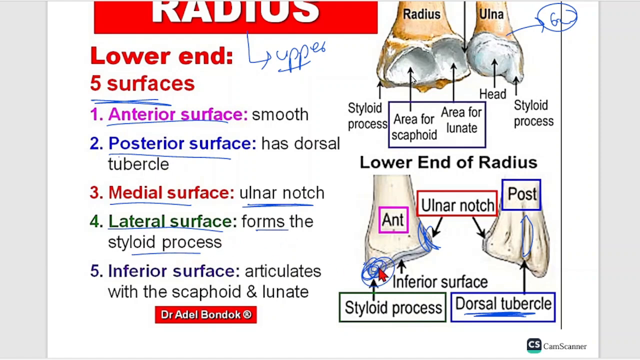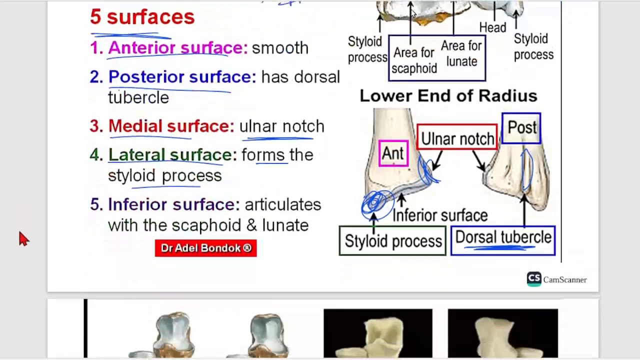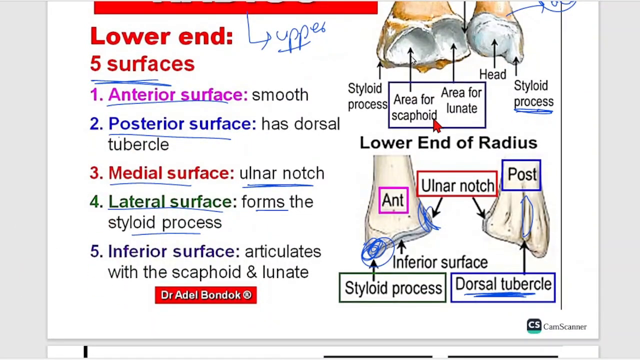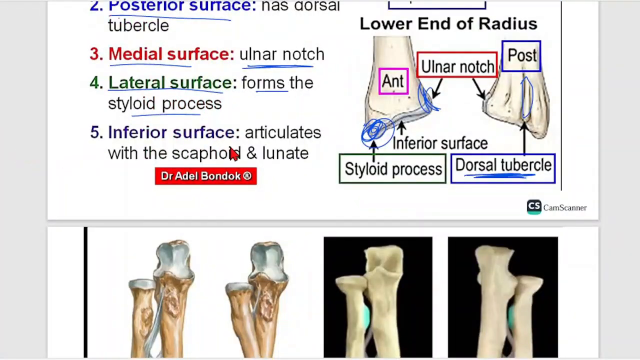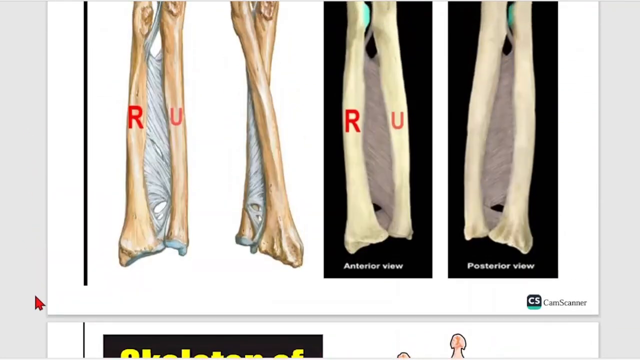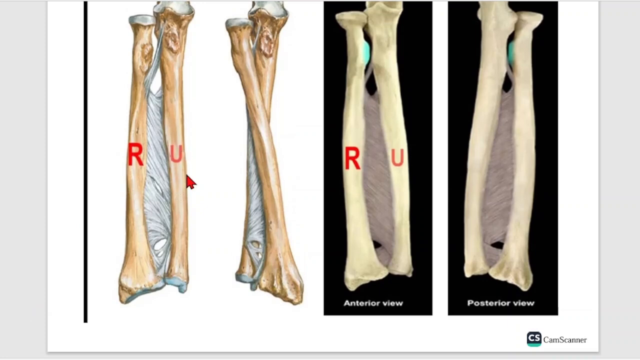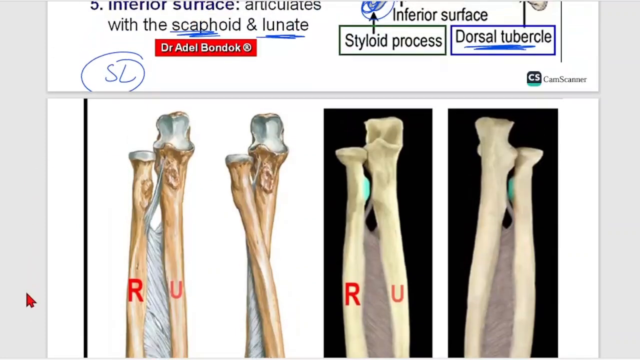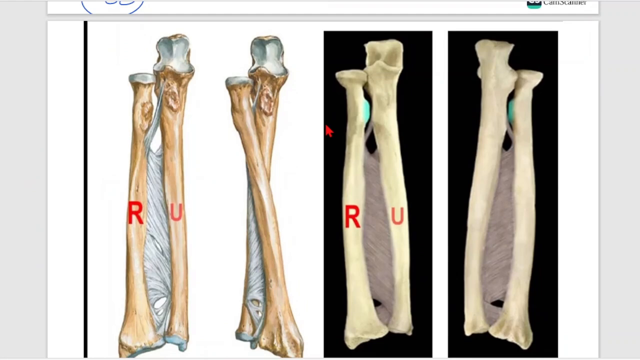This is the lateral side and it forms a styloid process. This is the styloid process of the ulna, and this is the styloid process of the radius. The inferior surface articulates with the scaphoid and lunate. You have to remember scaphoid and lunate articulate with the radius. So this is the radius, this is the ulna, but in the supine position it is like this.